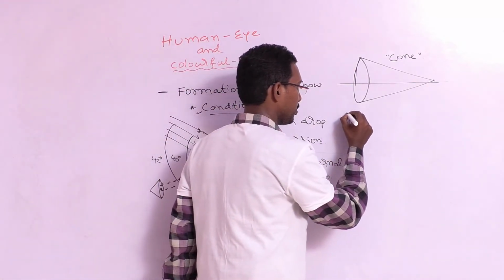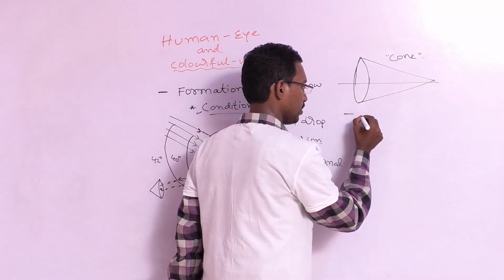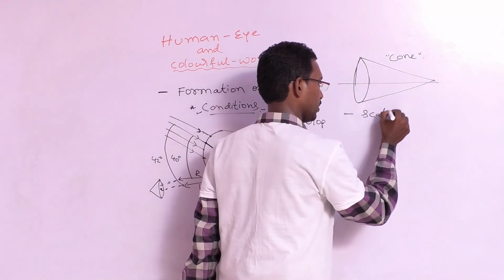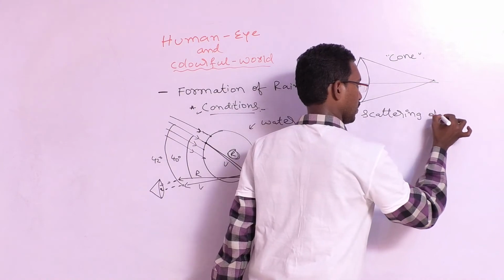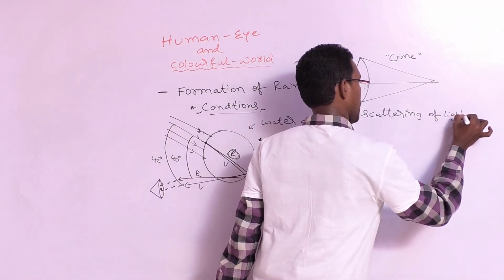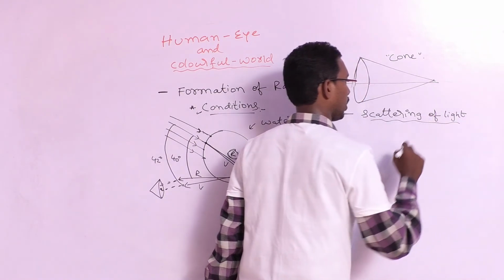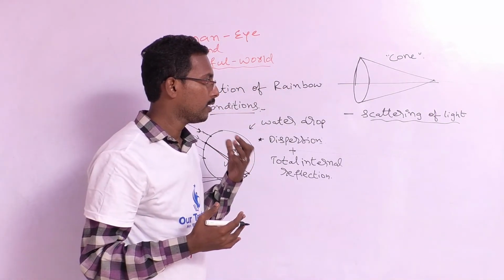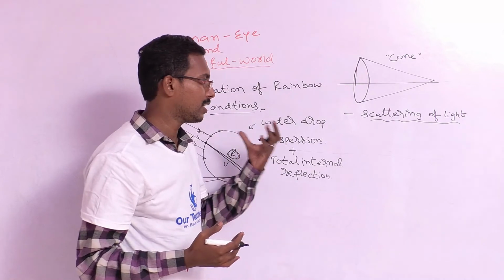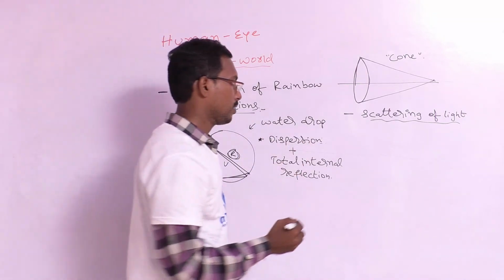And in the next topic we will deal with scattering of light. This topic of scattering of light is one of the reasons why the sky is blue in color and the deep seas are also blue in color.